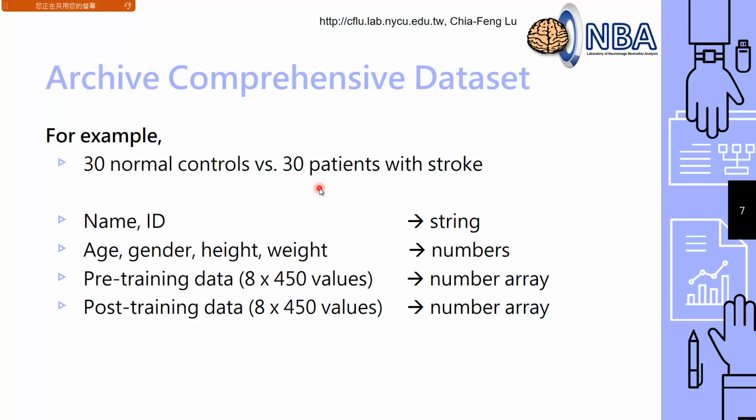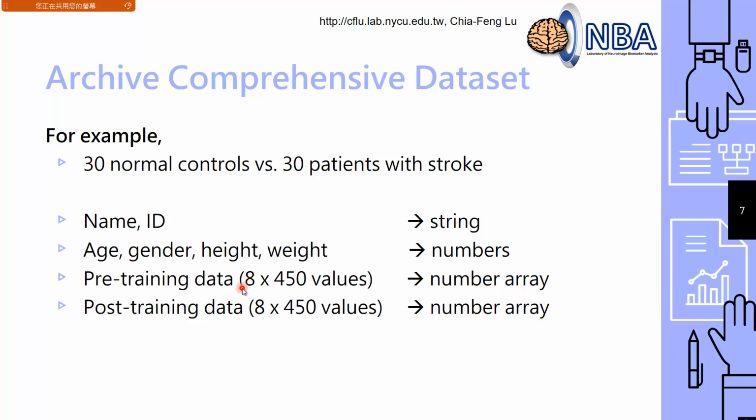So I have something called pre-train and post-train. This training can be treatment or rehabilitation or something. After the stroke, we can do a lot of things to help the patient, right? So you can see this data set may be pretty huge. You can see it is not simply numbers.